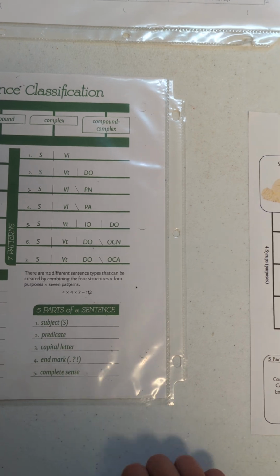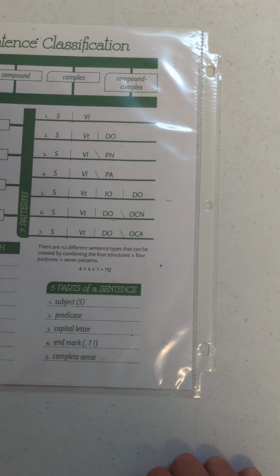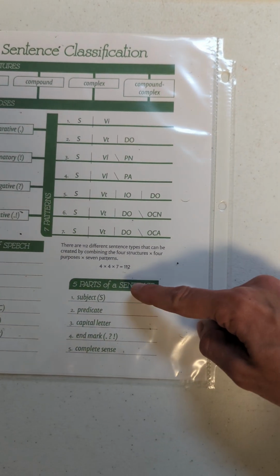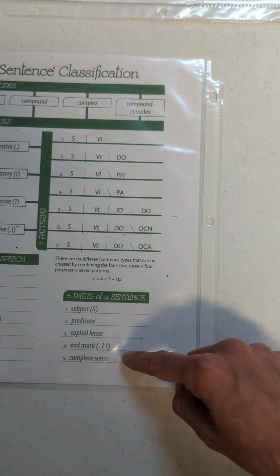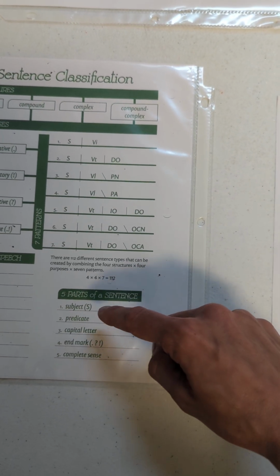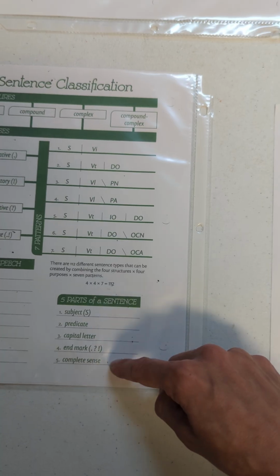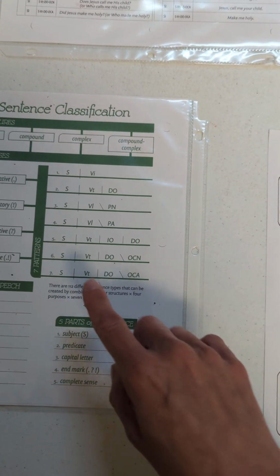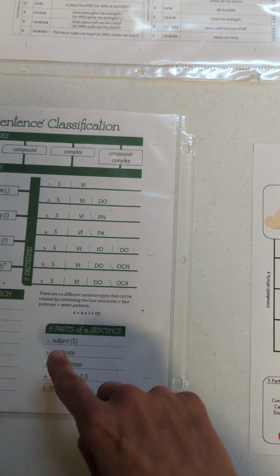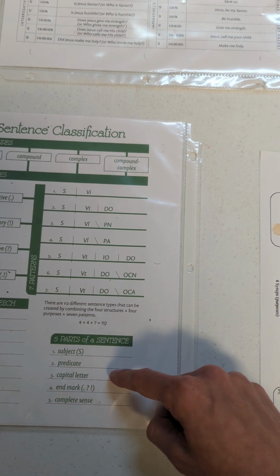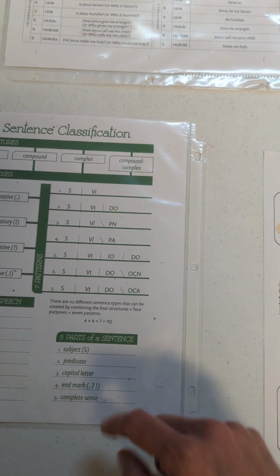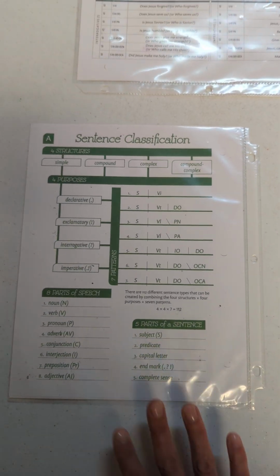And then the 5 parts of a sentence. The song we have for that is: subject, predicate, capital letter, end mark, complete sense. 5 parts of a sentence. Subject, predicate, capital letter, end mark, complete sense. So that will be our chart A.